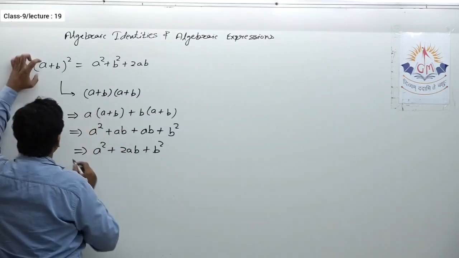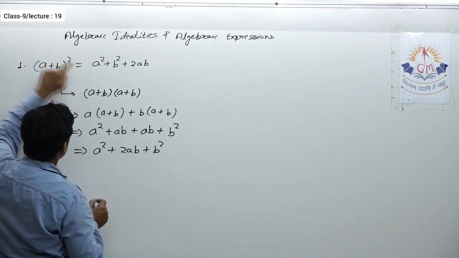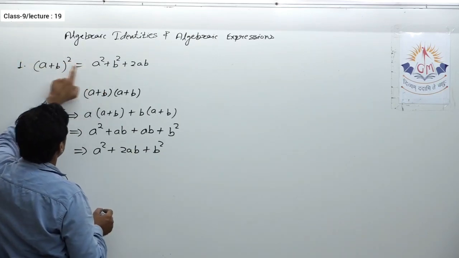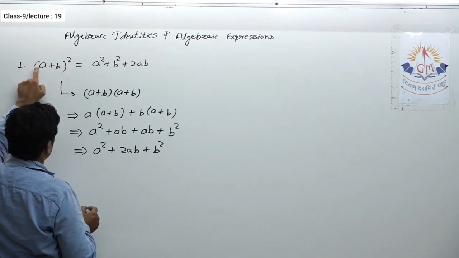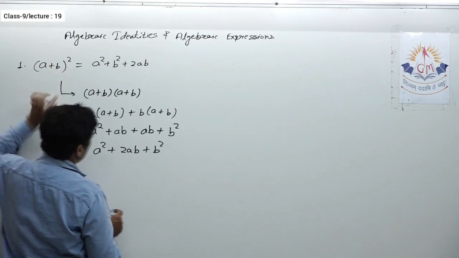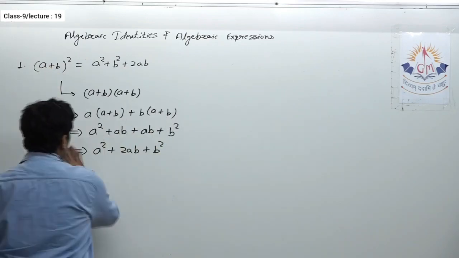Now simply you can see the square comes on the first, so a square, then the square comes on the second quantity, so b square, and then this 2 comes over here, 2 into a, and instead of this plus I have to multiply, so 2ab. That way you can remember this identity.